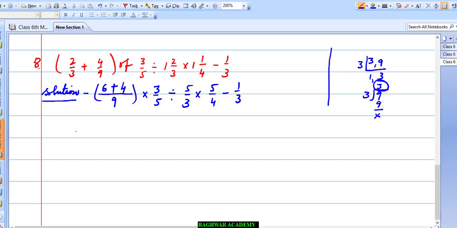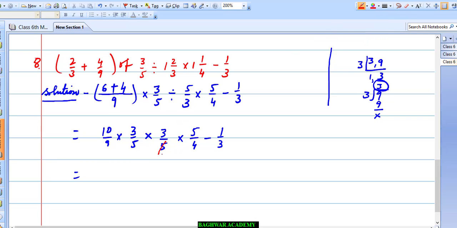Then you see in the next step what we will write. 6 plus 4 is equal to 10. 10 by 9 into 3 by 5. Here in this case you can write multiplication, and 5 by 3 can be written as 3 by 5 into 5 by 4 minus 1 by 3. These all 4 terms you have in multiplication. Just simplify this and try to cancel whatever can be cancelled.